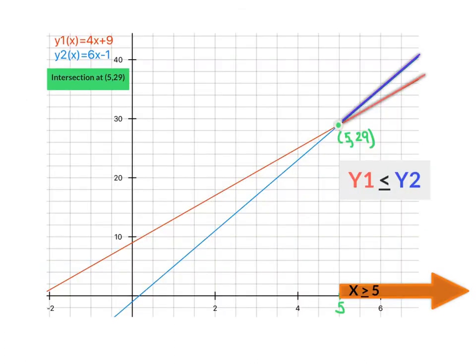When we examine the graph of this, with the left side into y1 and the right side into y2, we can see that the intersection is occurring at (5, 29). After we find the intersection, we need to examine the inequality symbol that was given to us. We're looking for when y1 is less than or equal to y2, or when our red line is below or equal to the blue line. So that's happening at 5 and after. So whenever x is greater than or equal to 5, this inequality will be true.